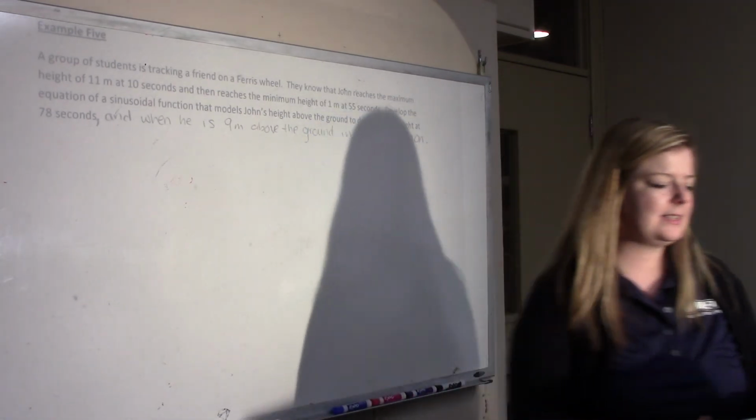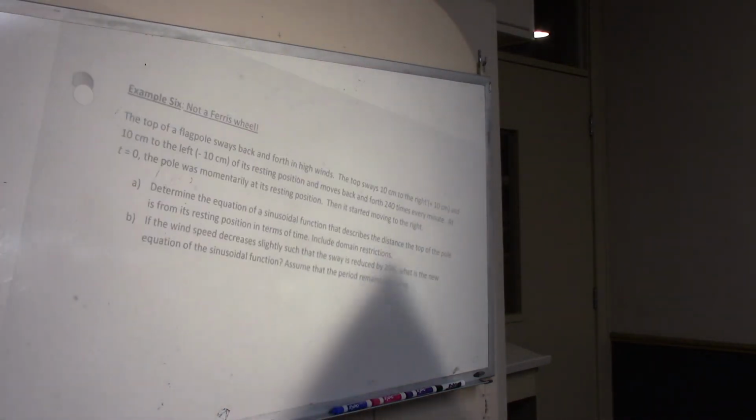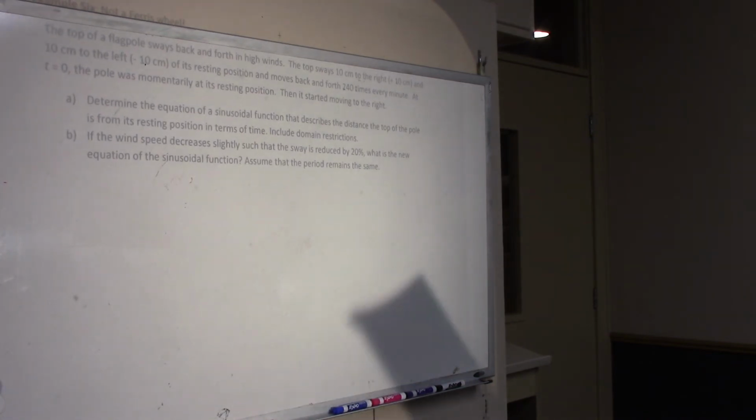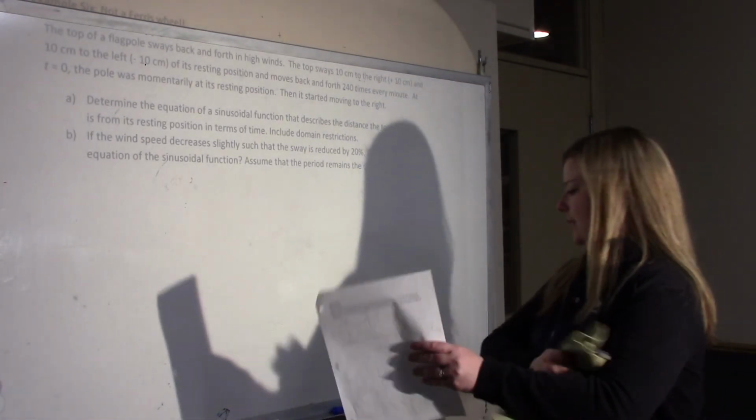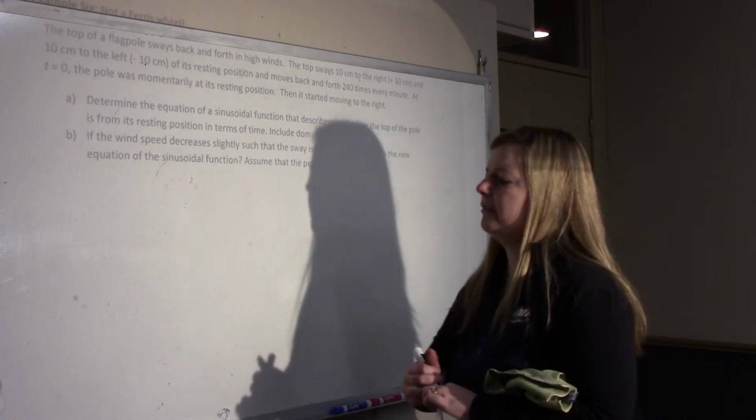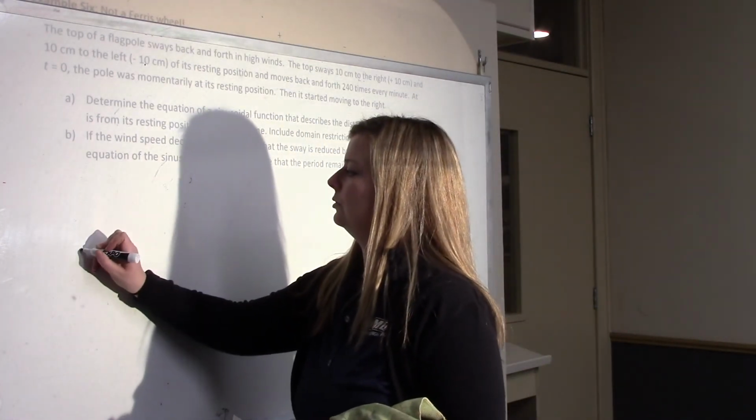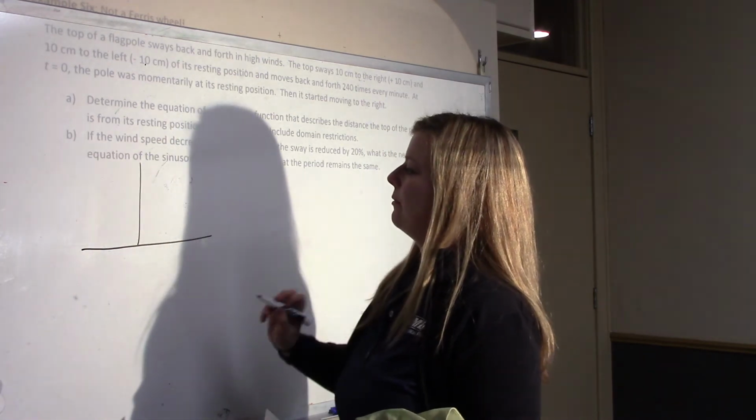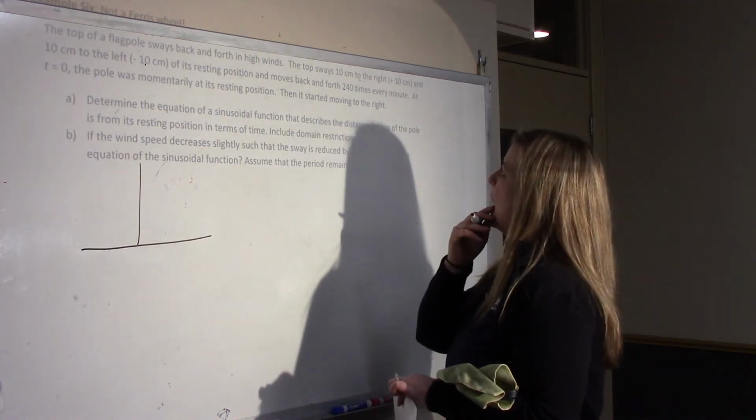Okay, one last example, and it's not a Ferris wheel. It is a flagpole flapping back and forth in high winds. So let's picture what this looks like here. We have the ground, and we have a flagpole, okay, which normally goes straight up.